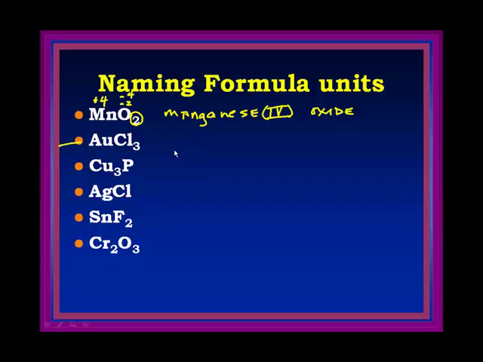Let's look at the next one here. AuCl3. Okay, Au is gold. I'm going to need Roman numerals, so I just put in placeholder parentheses to remind myself, and then I name the last word. Cl3- is chloride.